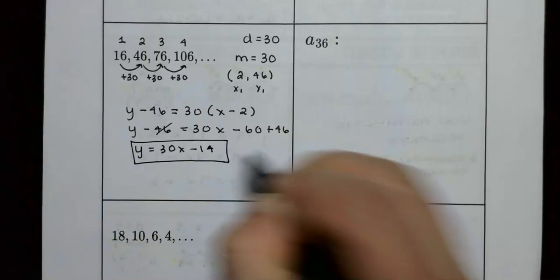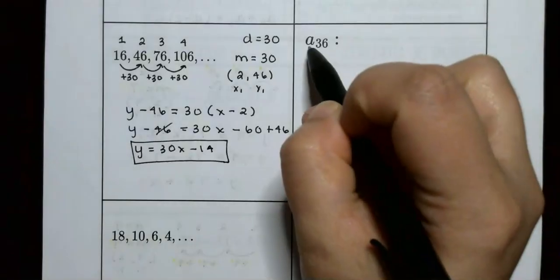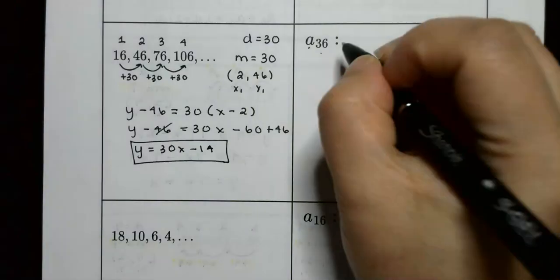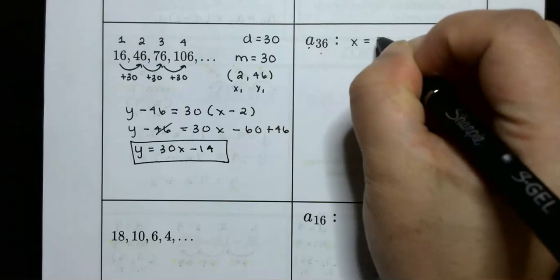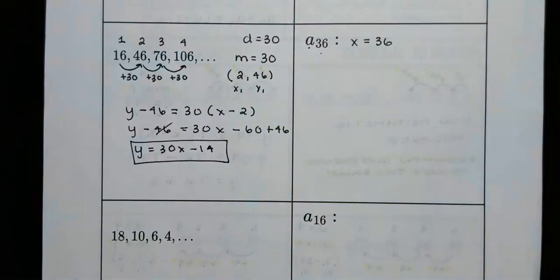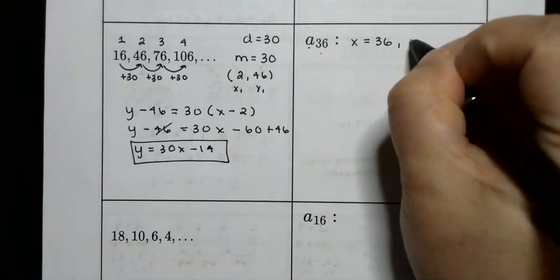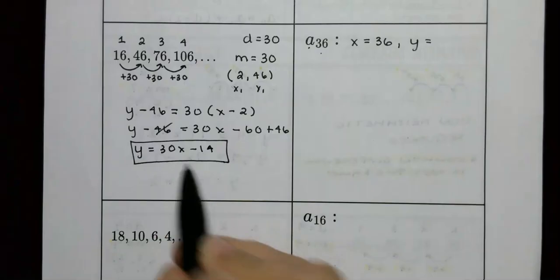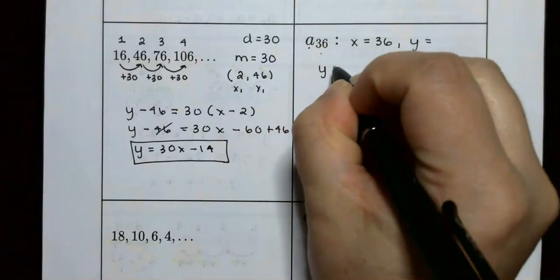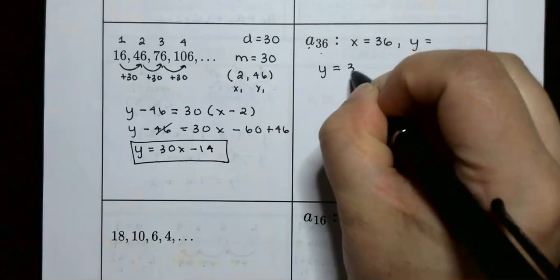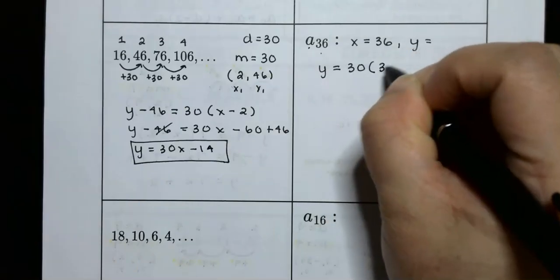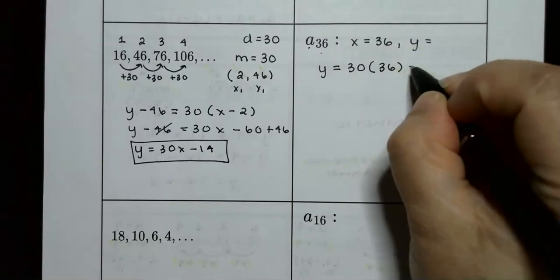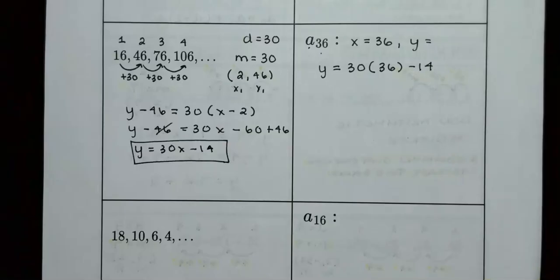we're going to go over here to the side and notice that it's asking us what number is in the 36th position of the sequence. So that tells us that our x was given to us. So the position is 36. So the number we're looking for is going to be the y. And so we just need to use the formula we just used. So we're going to plug it in. We're going to say y is equal to 30 times 36, because we're going to add 30 36 times. But then we're going to subtract 14 from it.